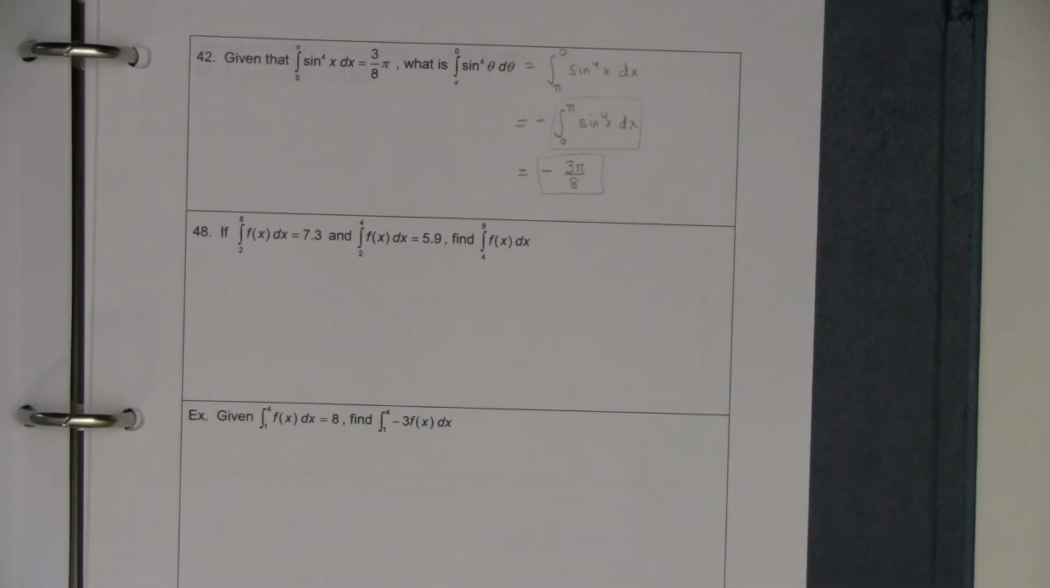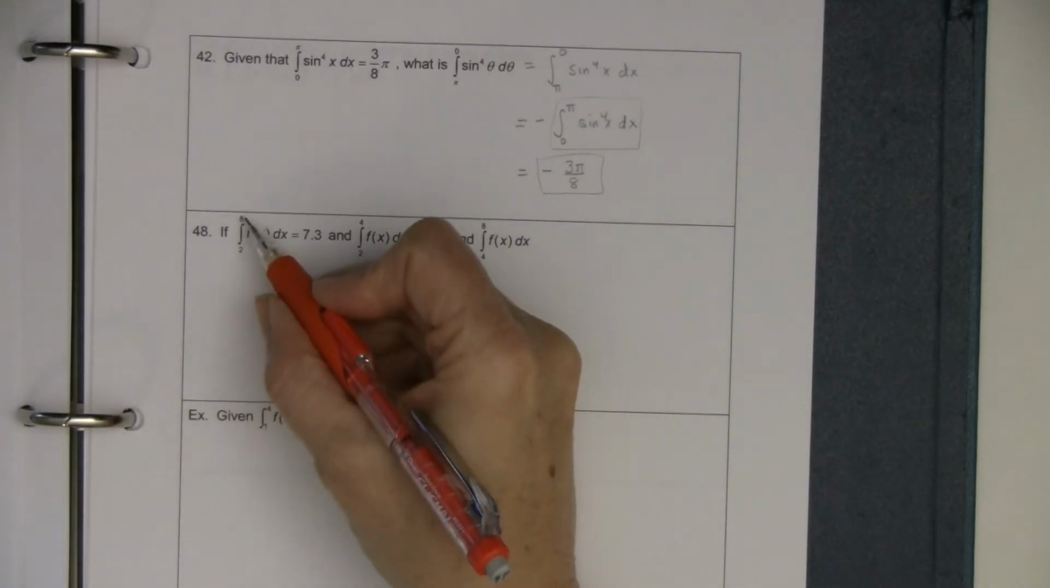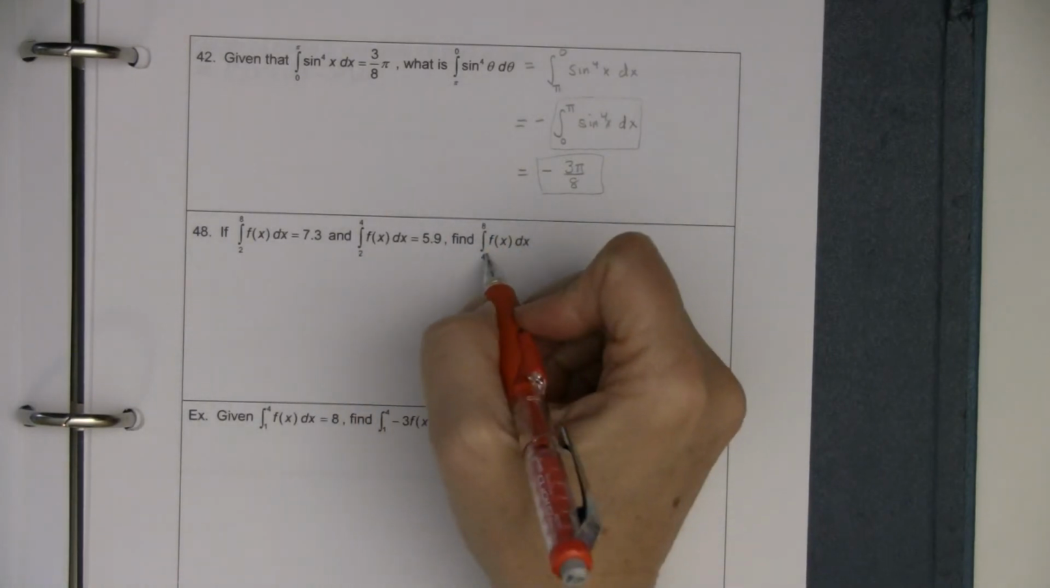This is problem 48. It says the integral from 2 to 8 of f of x dx is equal to 7.3, and also the integral from 2 to 4 of f of x dx is equal to 5.9, and they want us to find the integral from 4 to 8. I can kind of look and piece this together. I have 2 to 8, that's the biggest, 2 to 4, and 4 to 8.